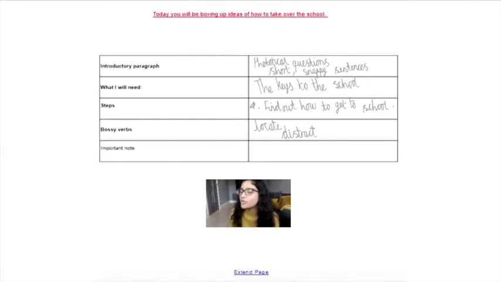And lastly, important notes. What's one thing that I want to make sure I include as an important note? Oh, I know. I would write make sure nobody catches you. And then to be a little bit different, exclamation mark, because make sure nobody catches you. That's how I want it to sound if someone was to read it. So that is a short example of what I would do if I was to box up my ideas on how to take over the school.